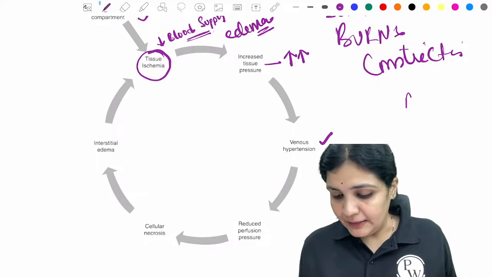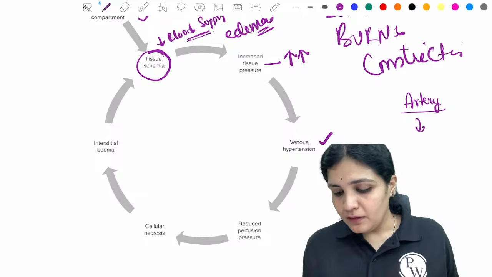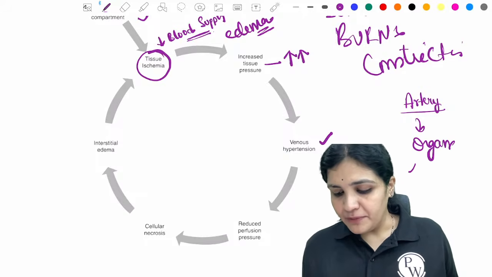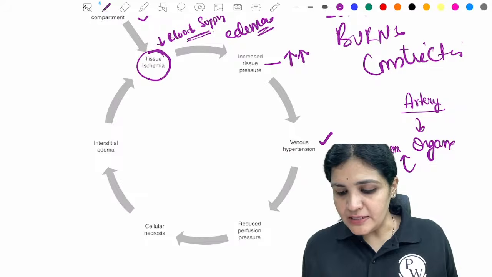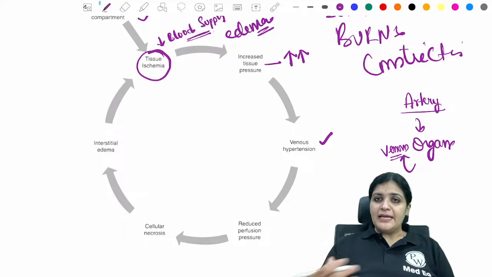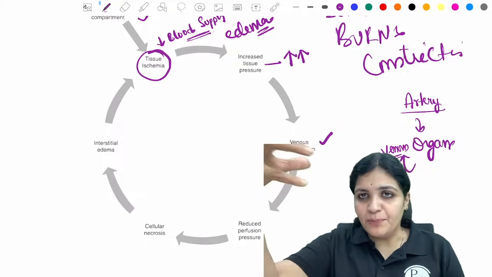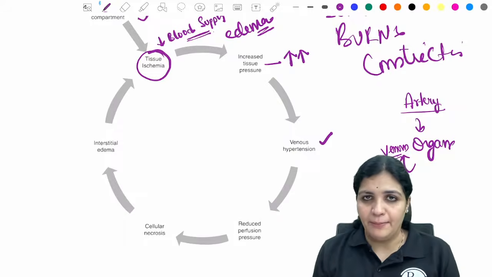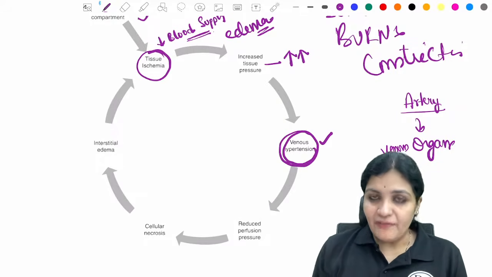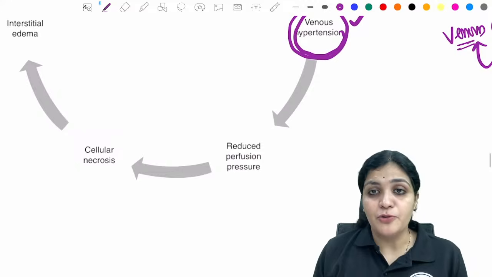If you go back and see the blood flow from the artery to a particular organ, and from the organ to the venous side, this is how it happens. From the capillaries, they connect and go to the venous, and from the venous they go to the heart, get purified, and it happens again. So whenever there is venous hypertension, again there will be reduced perfusion pressure.